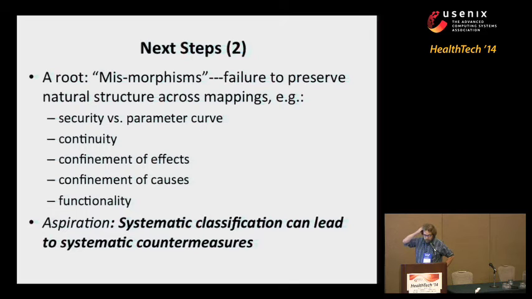A root for a lot of this, if we go back to semiotics again, they talk about morphisms. Structure-preserving mappings between the nodes of this triangle. And in many cases, we can find mismorphisms, where a failure to preserve this natural structure is what gives rise to a lot of these problems. Our ultimate aspiration here, again, is not just to find all the problems, but also, by systematic classification, maybe we can actually start doing some systematic countermeasures.